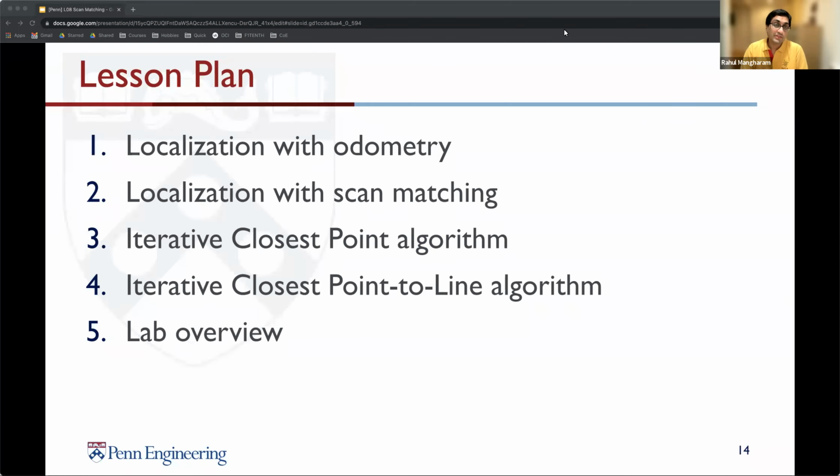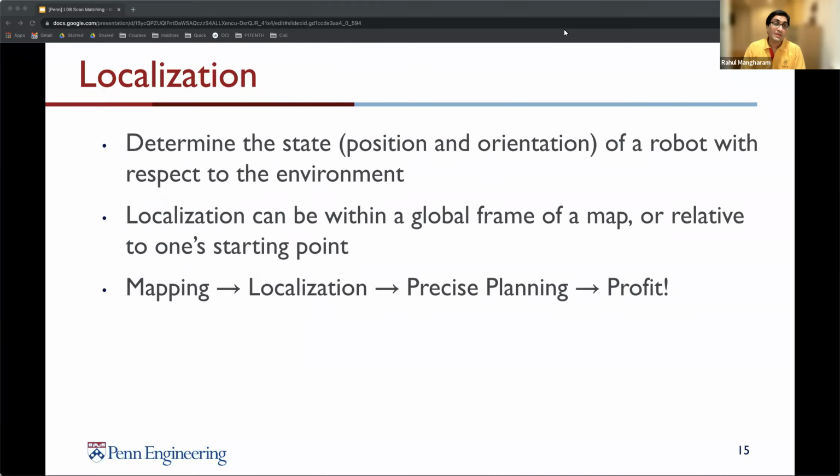In today's lecture, I'll first introduce the concept of localization and its motivations, as well as the specific approach to localization called scan matching using the point-to-line iterative closest point algorithm, which you will implement in your lab. So more formally, the problem of localization is to determine the state, that's the position and the orientation of a robot with respect to the environment.